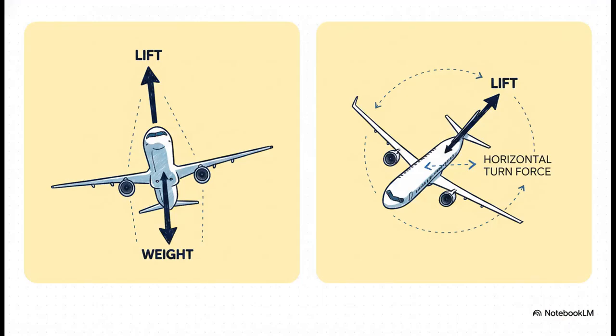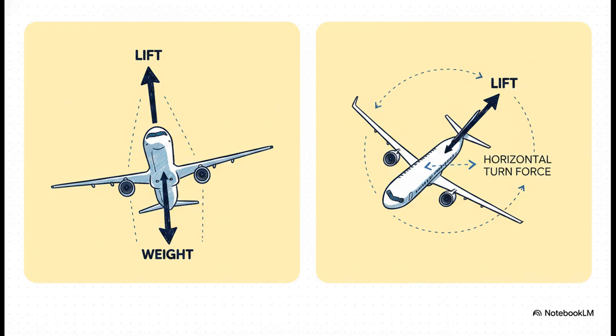To really wrap our heads around the climbing turn, we first need to compare it to a standard straight climb. During a straight wings-level climb, your lift acts straight up. It directly balances the aircraft's weight, and your ability to climb relies entirely on your excess engine power.